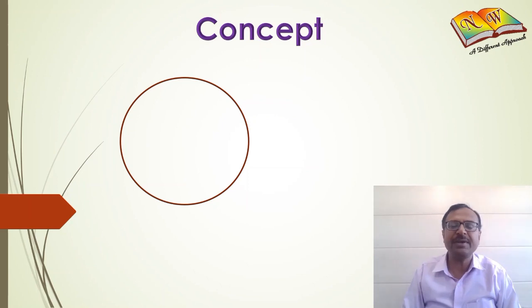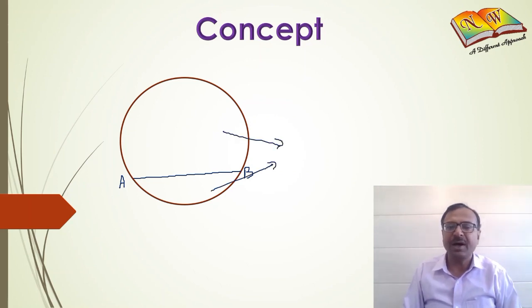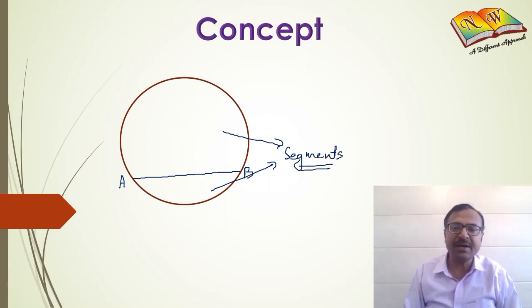So if you have a circle and you draw any chord like this, a chord is a line which joins any 2 points on the circumference of the circle. So AB is a chord. It divides the circle into 2 parts. These 2 parts of the circle are called segments.